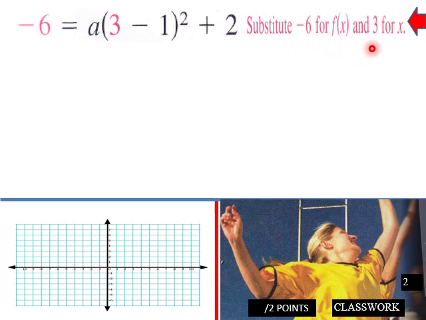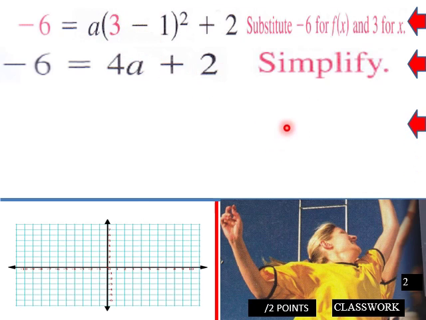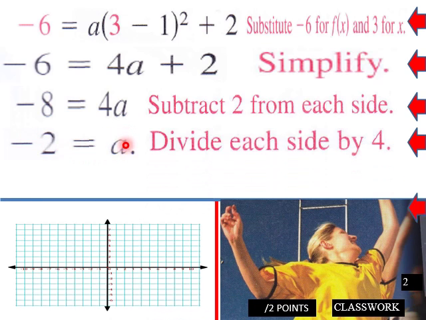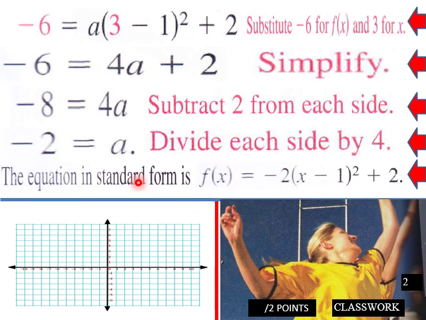Substitute negative 6 for f of x and 3 for x. So we get negative 6 equals a times 3 minus 1, which would be 2, squared, which is 4a, plus 2. Simplify: negative 8 equals 4a. Subtract 2 from each side, and negative 2 would equal a. Now we've got a better idea of what our quadratic is going to be. The equation in standard form would be negative 2 times x minus 1 squared, we just plug that in up here, plus 2.